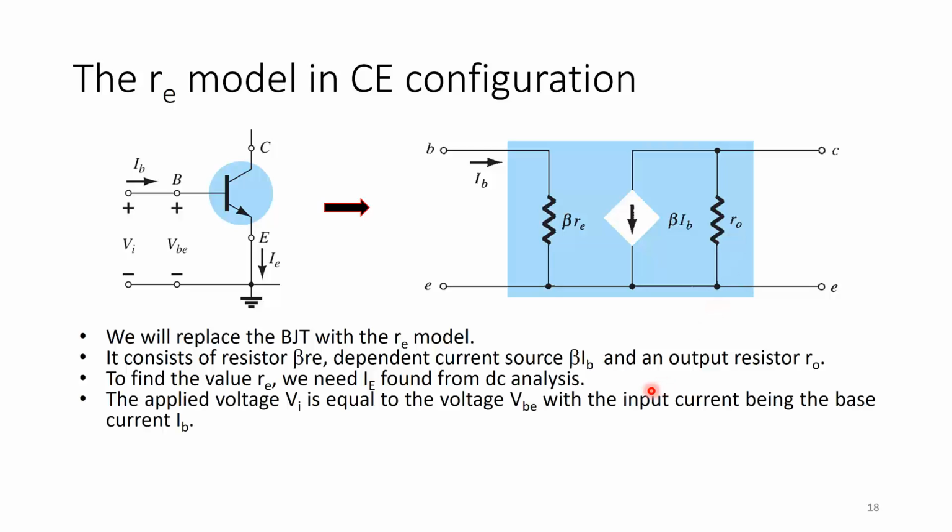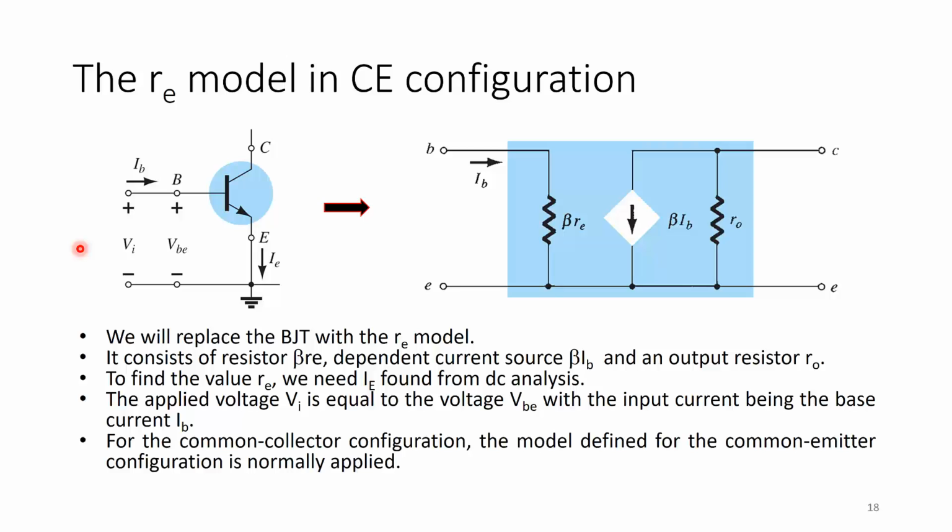Now the applied voltage Vin here, in this case, for this circuit, is equal to VBE, with the input current being the base current, because it so happens Vin is the same as VBE because there is no resistor here. You will have to look at the different amplifier AC equivalent circuits to see whether Vin is equal to VBE or not. For the common collector configuration, the model defined for the common emitter configuration is normally applied.